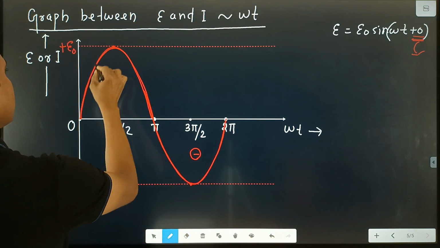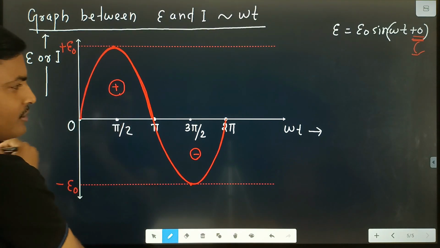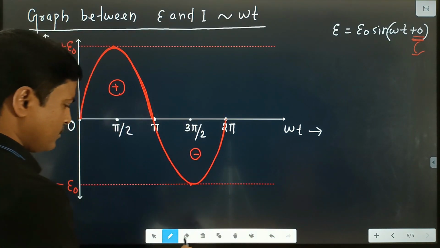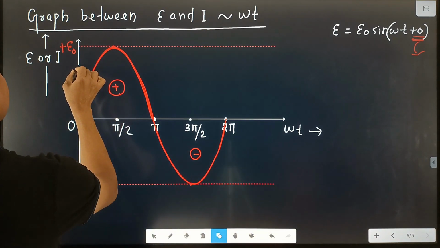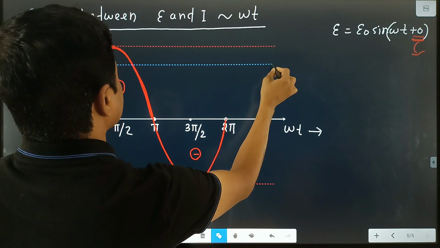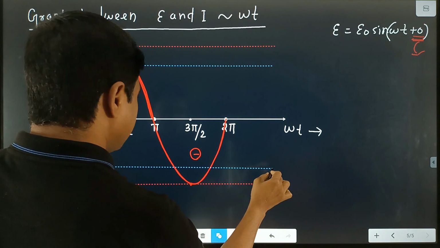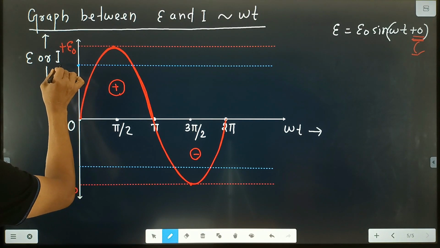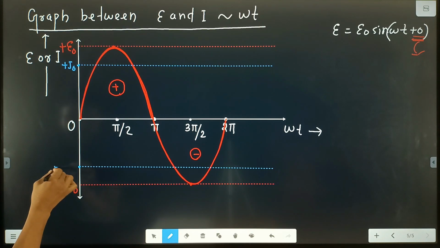And this one is the positive half of the EMF. And this is the graph. Now I draw the graph for current. Same thing. Suppose this one is the maximum value of current in the positive side, and this one is the maximum value of current in the negative side. For the maximum value of current, here we write plus I0, this is the peak value. Similarly, on the negative side, we write minus I0.